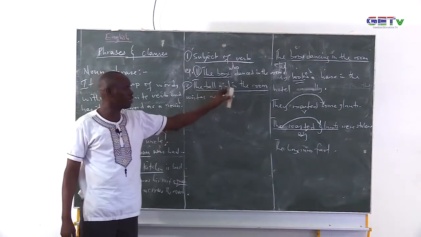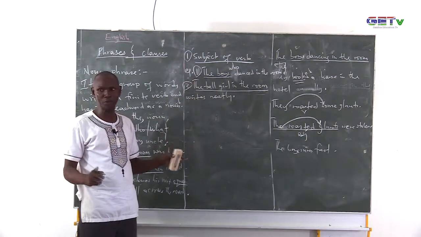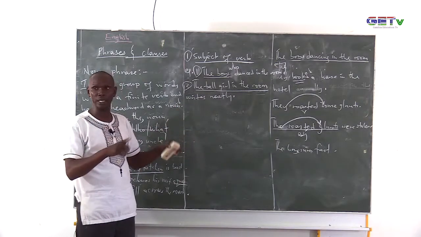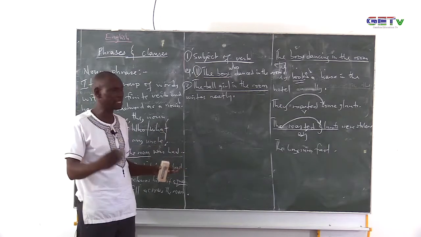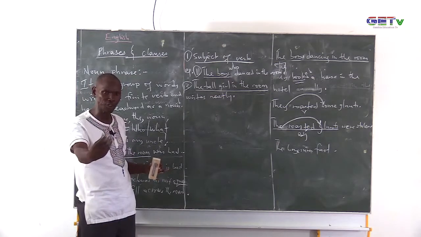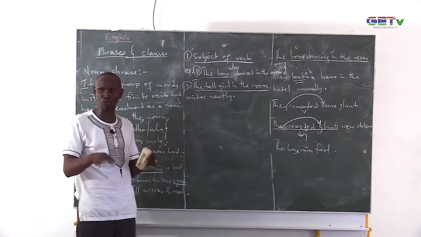Now, even though this is very long compared to the first one that has only two words, we said phrase. Somebody will say, no, this is very long. The tall girl in the room, close. The idea is not whether it is short or long. The idea is, is there a verb? If yes, what category of verb? Can the verb change? Yes or no? And yes or no will determine whether you call it a phrase or clause.